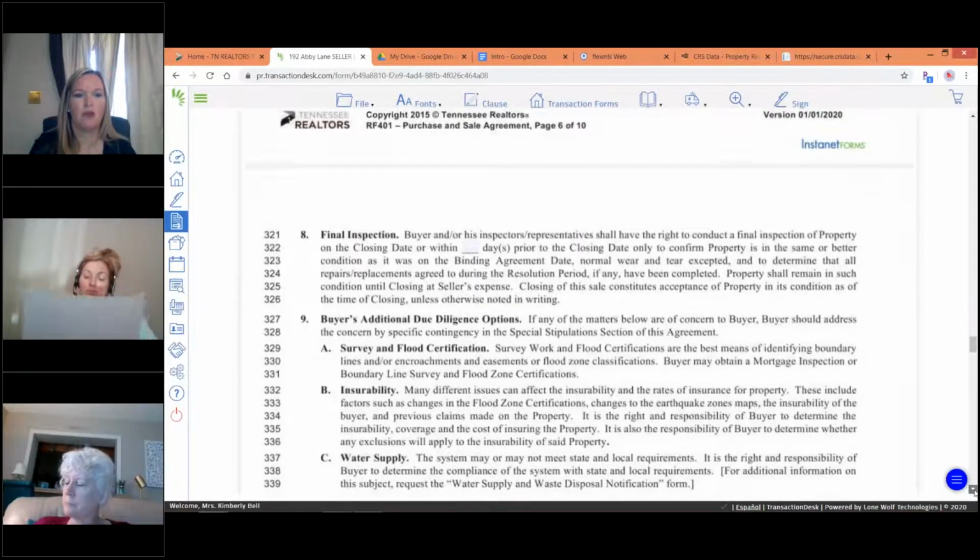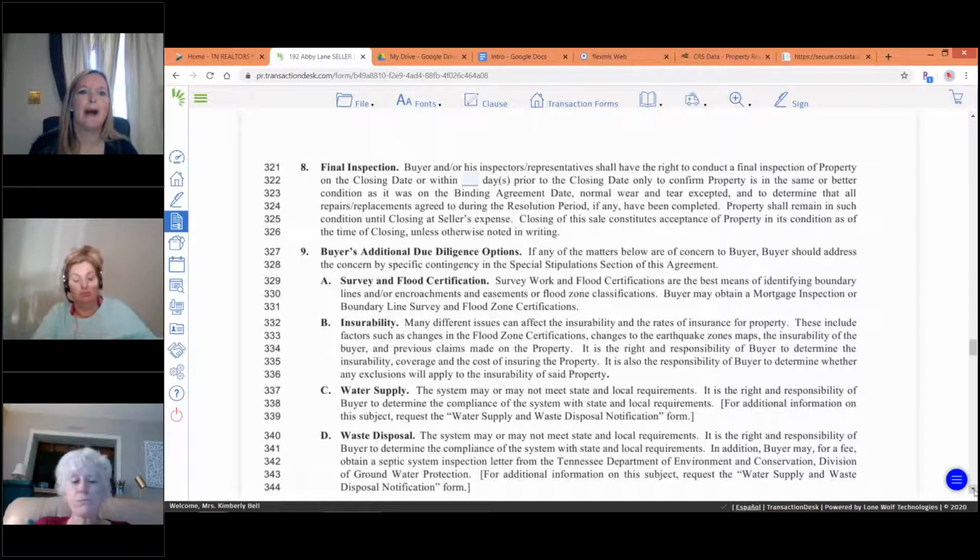Okay, line 321, final inspections. Buyer and/or his inspector representatives have the right to conduct a final inspection of the property on the closing date or within. Man, I want it on the closing day. So I always do 0 to 1. 1 day prior, I usually will take the buyer out 1 day prior. I'll ask them if they want to go with me the day of closing. I always inspect the property 30 minutes prior to closing.